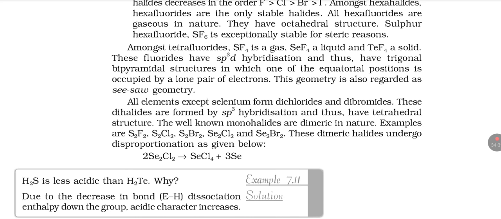All elements except selenium form dichlorides and dibromides. These dihalides are formed by sp3 hybridization and thus have a tetrahedral structure. The well-known monohalides are dimeric in nature.